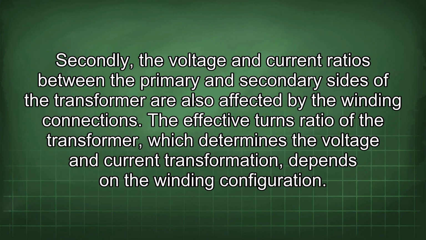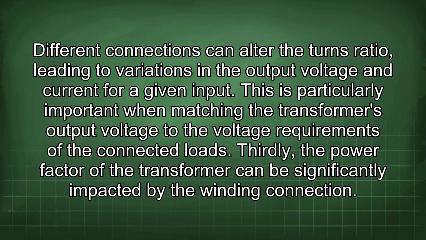Secondly, the voltage and current ratios between the primary and secondary sides of the transformer are also affected by the winding connections. The effective turns ratio of the transformer, which determines the voltage and current transformation, depends on the winding configuration. Different connections can alter the turns ratio, leading to variations in the output voltage and current for a given input. This is particularly important when matching the transformer's output voltage to the voltage requirements of the connected loads.